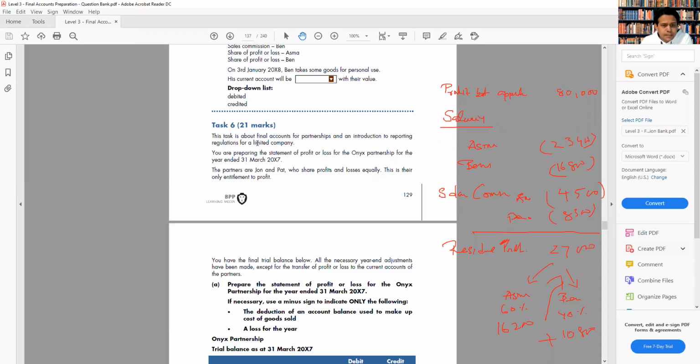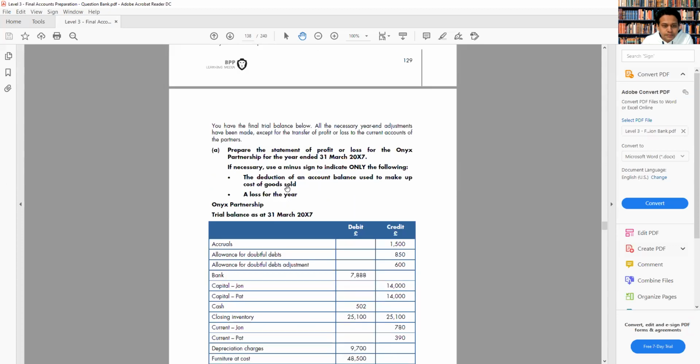So this task is about final account preparation for a partnership and introducing reporting regulation for a limited company. You are preparing the statement of profit and loss for Onyx Partnership for the year ended 31st of March 2007. The partners are John and Pat, who share profit equally, so 50-50. This is their only entitlement to the profit. You have the final trial balance below.